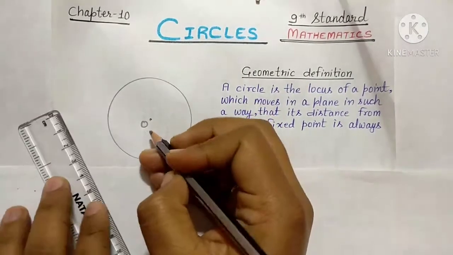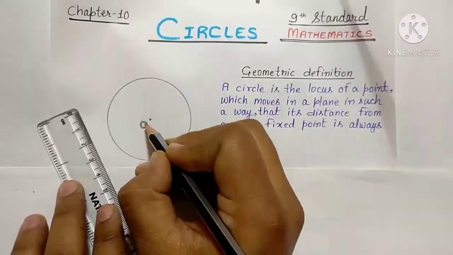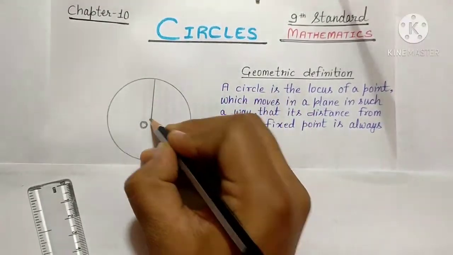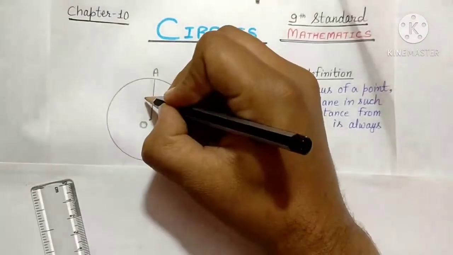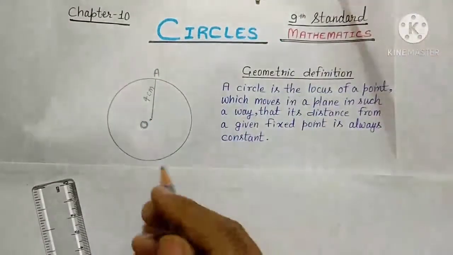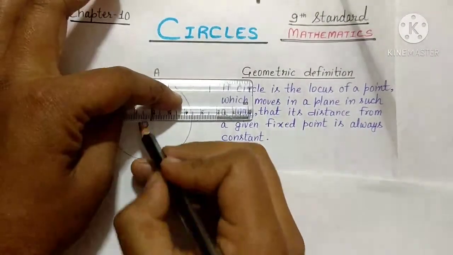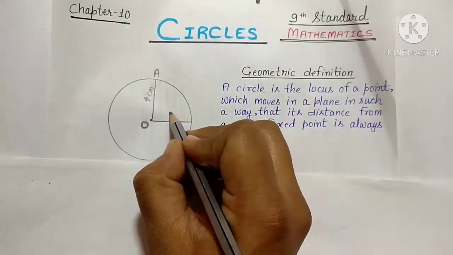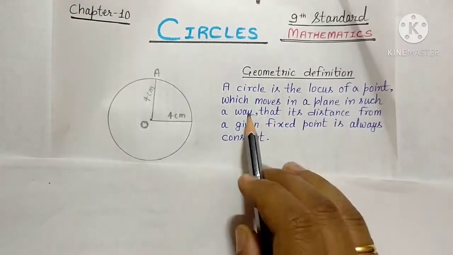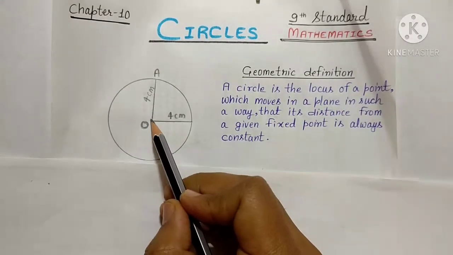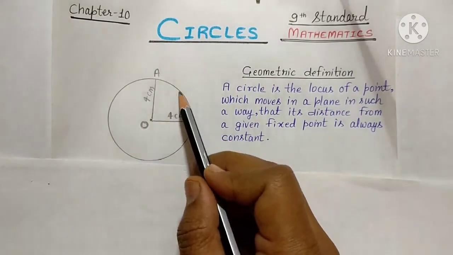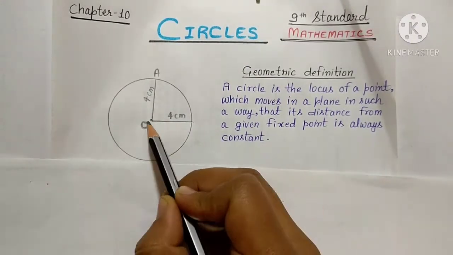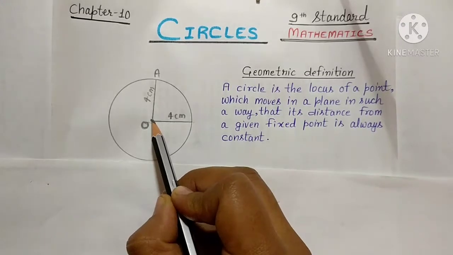Now I am naming this point O. From this point O, if I take any distance, suppose this is OA, and suppose this is 4 centimeter. Now if I measure the distance from this point to this point on the circle, definitely this will also be 4 centimeter only. So a circle is the locus, or location, of a point which moves in a plane in such a way that its distance from a fixed point is always the same.